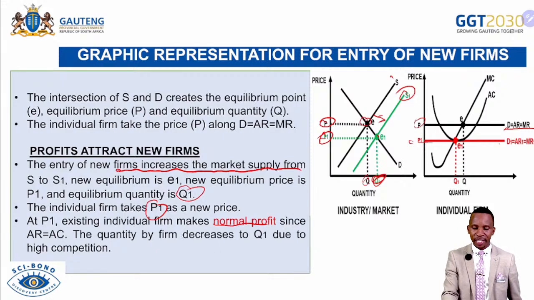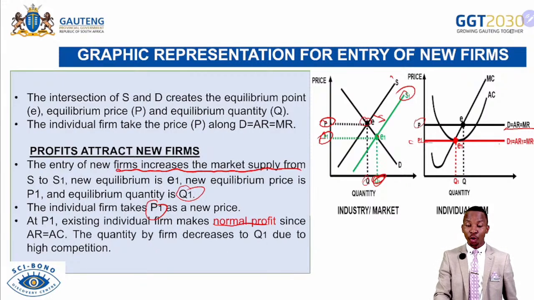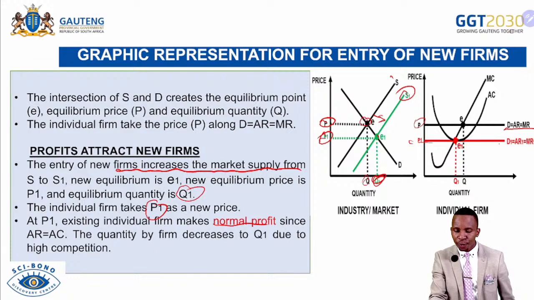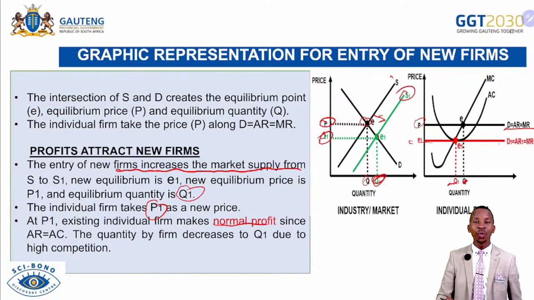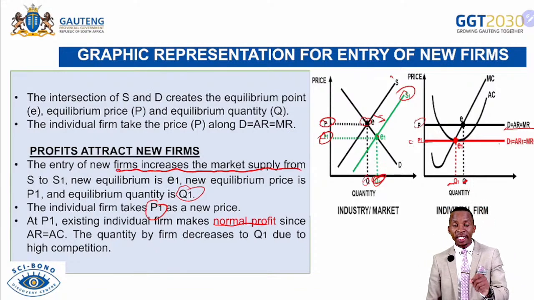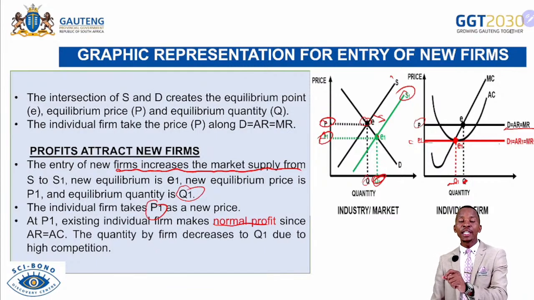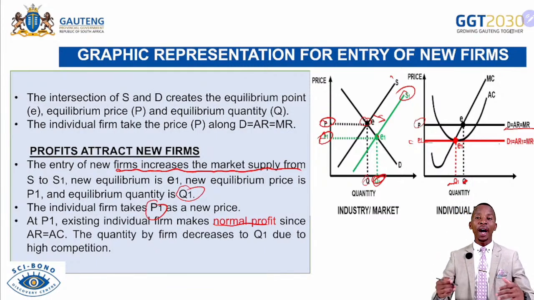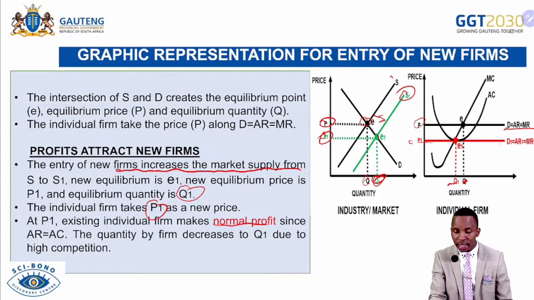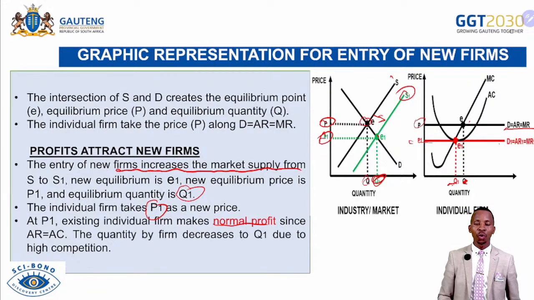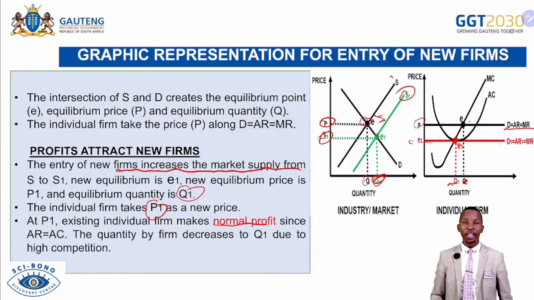The quantity by firms decreases to Q1 due to high competition. So the quantity by firms decreases from Q to Q1. It is decreasing because there are many firms now producing the same product in the market. So as the competition increases, the individual firm will decrease its own output due to the fact that competition is too high. It cannot afford to supply as much as it used to supply before. Then the quantity declines from Q to Q1, going together with the new equilibrium, which moves from E to E1. Therefore, the firm is making a normal profit in the long run.